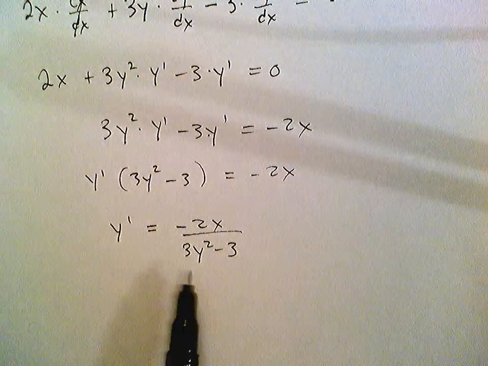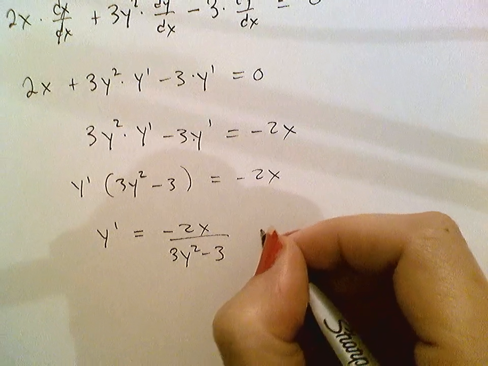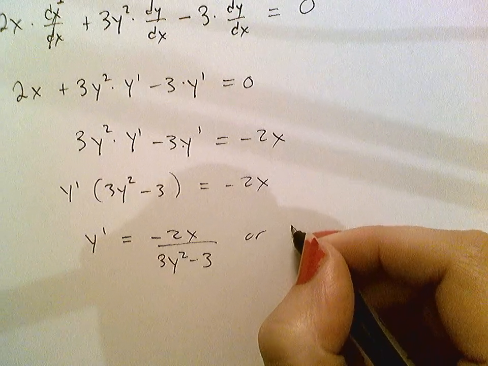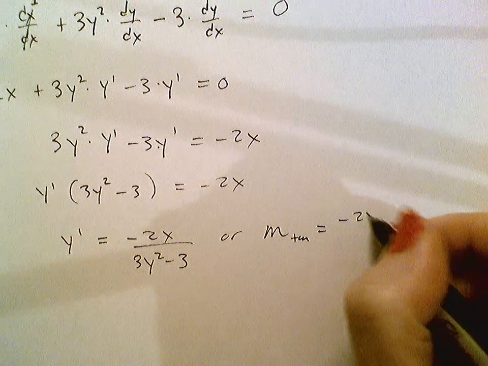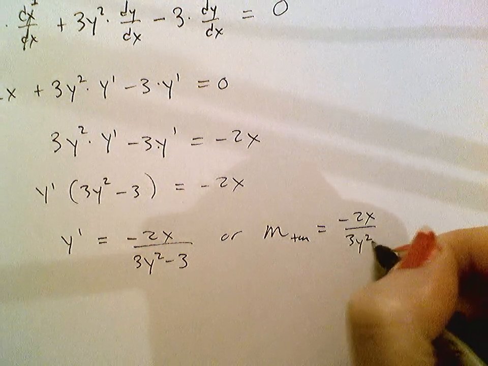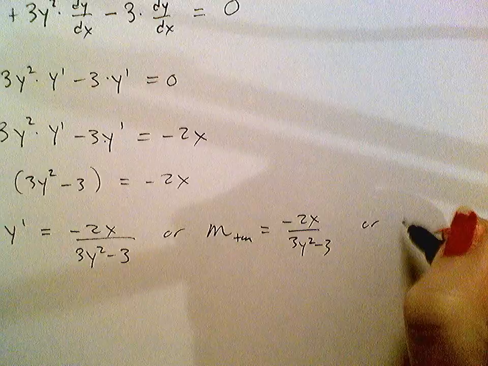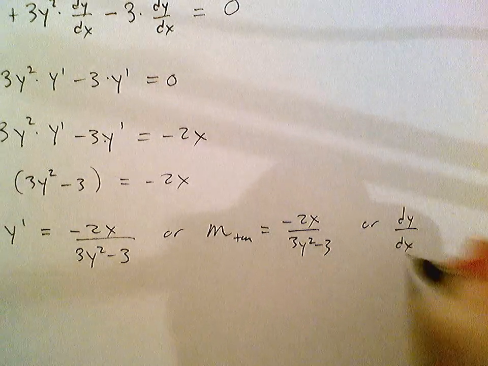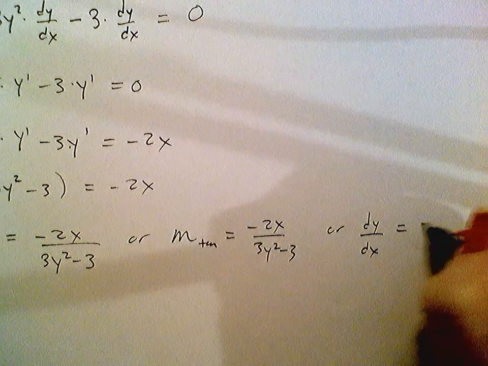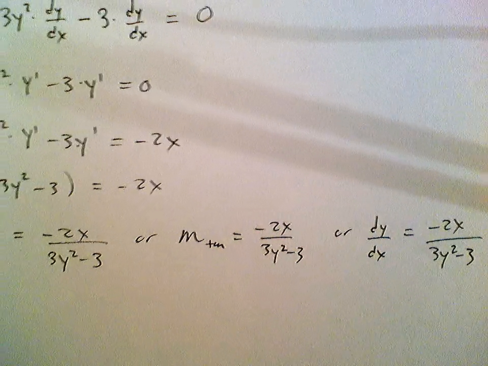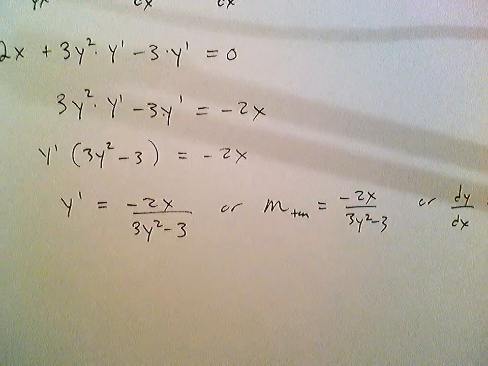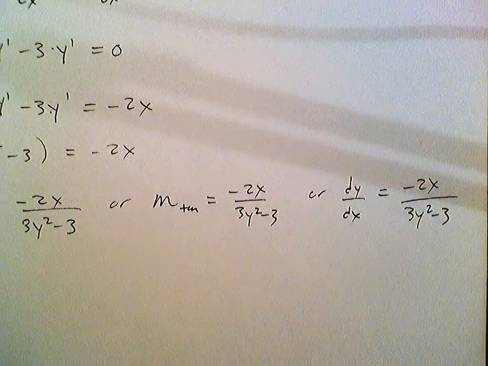So this is the slope of the tangent line. So you could say the slope of the tangent line equals this, or you can even say dy dx equals this. Okay, all of these notations are fine. All right, anything that you want to use.